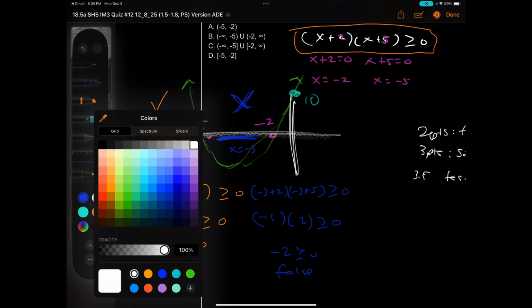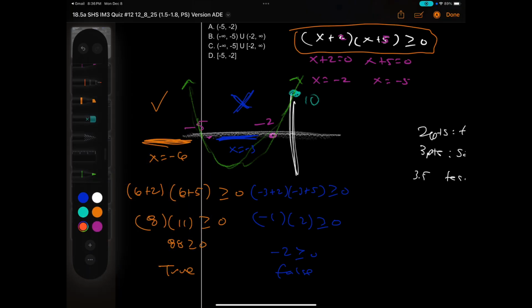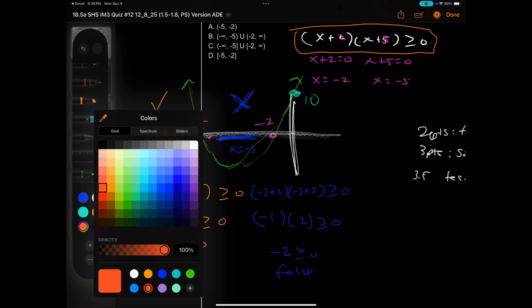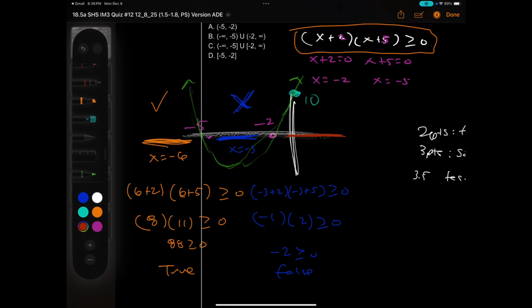Okay, last one here. I already have orange. Let's try red. Okay, so over here in the red region, I'm going to pick 0. So 0 plus 2, 0 plus 5. That becomes 10 is greater than 0, which is true. Okay, so we need this region here.